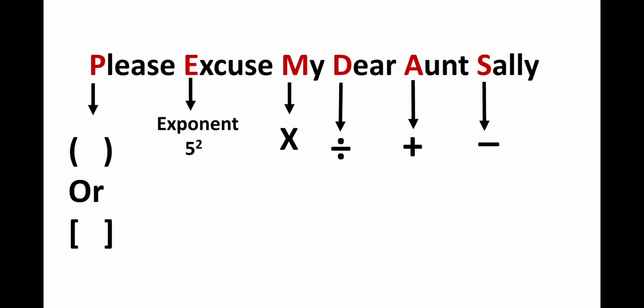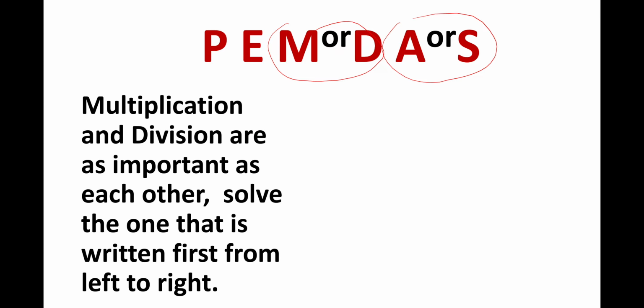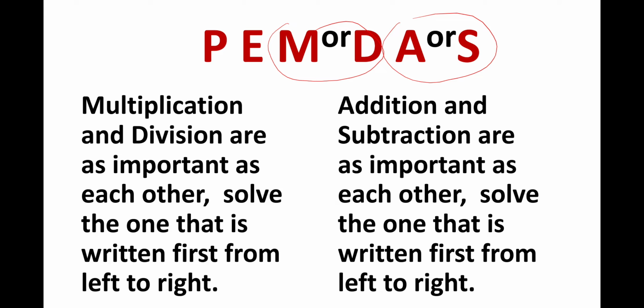Now watch out. P, E, M or D, A or S. This means that multiplication and division are as important as each other. You're going to solve the one that's written first in an expression from left to right. Addition and subtraction are also as important as each other. You solve the one that is written first in an expression.